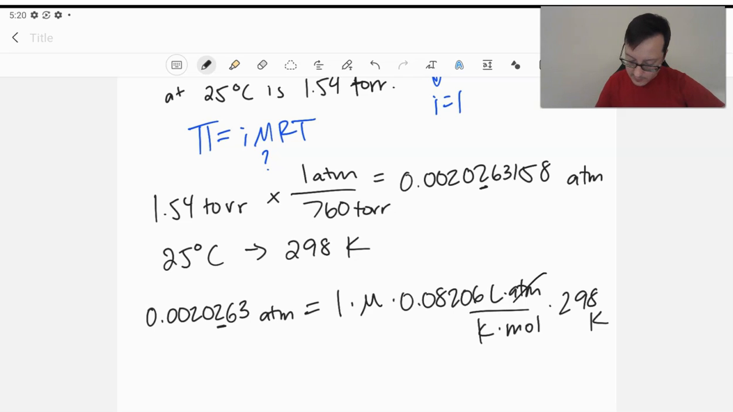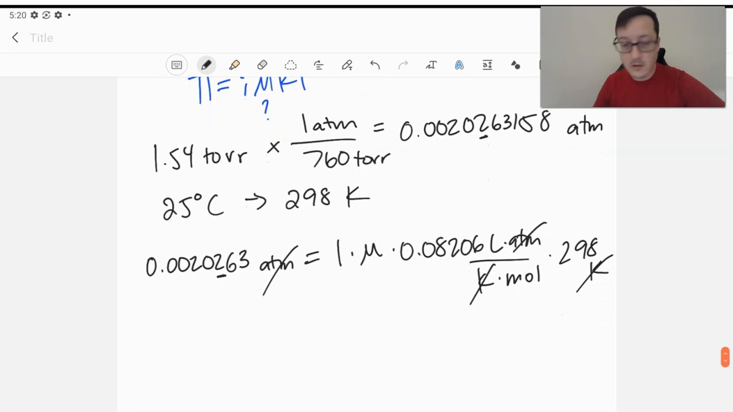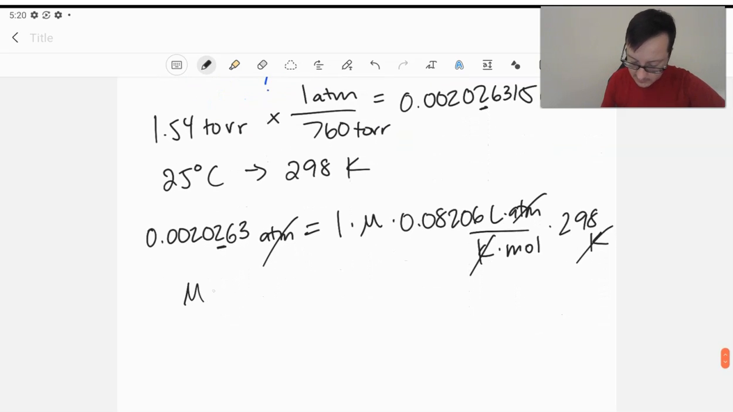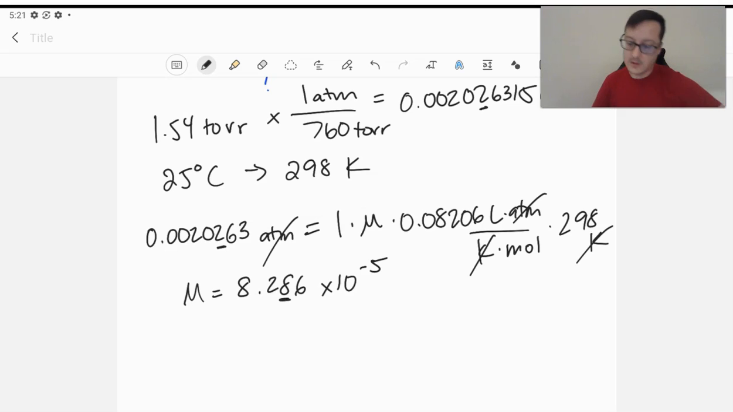So we know atmospheres will cancel, Kelvins will cancel. We're left with moles per liter, which is what we should get, right? So if we take our original osmotic pressure, divide that by 0.08206, divide that by 298, we end up with our molarity equal to 8.286 times 10 to the negative 5. With this, it looks like we're going to still have 3 sig figs. That's moles per liter.